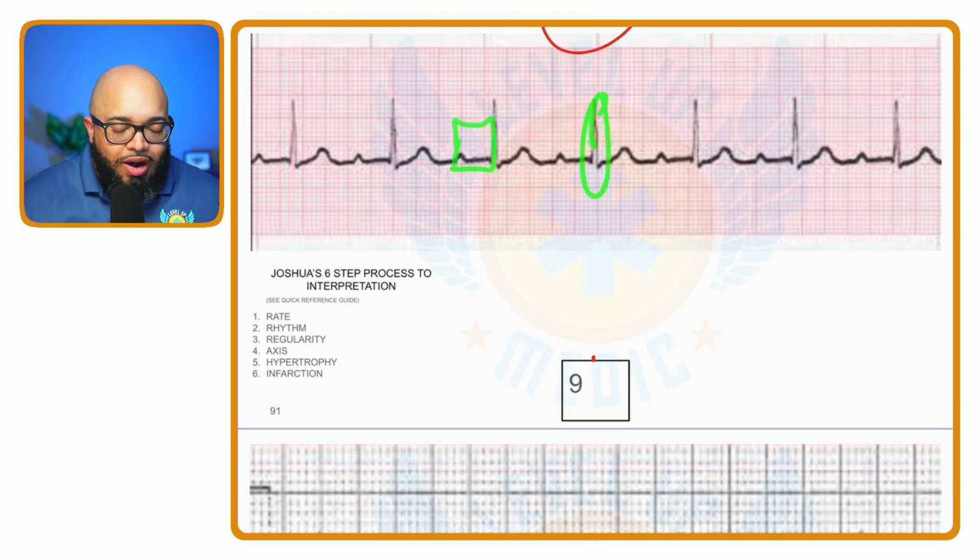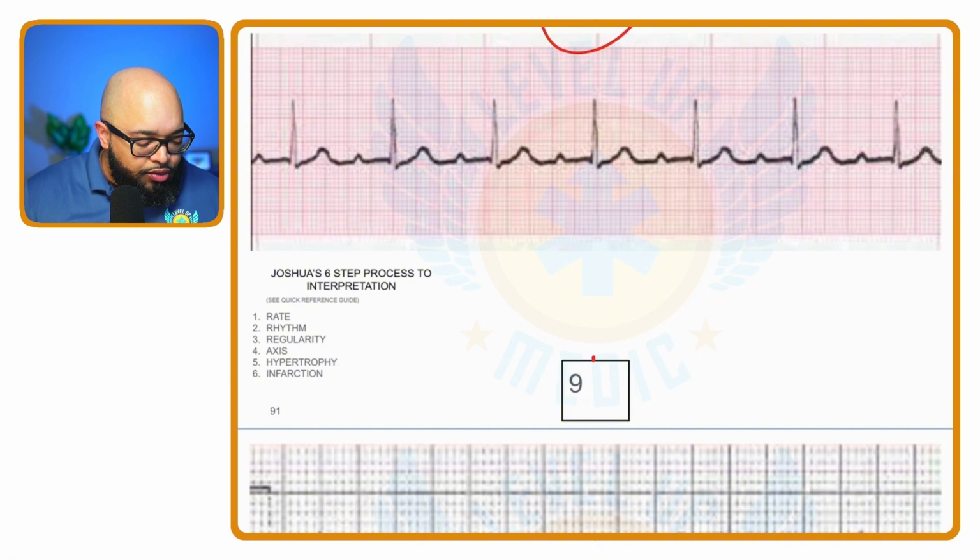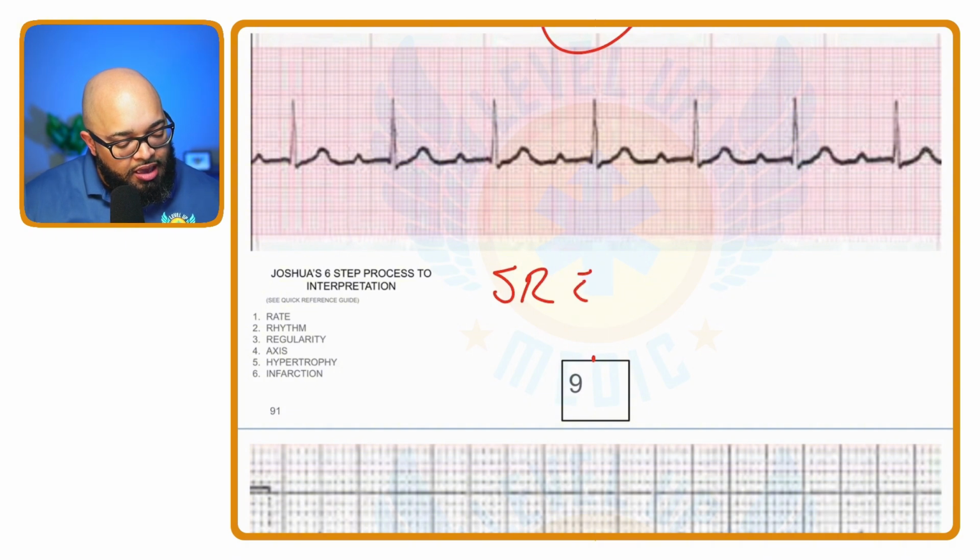The QRS duration is fine. Now let's look at the QT interval. It needs to be half the distance between the R to R, so that's going to be about this much space. Let's see, from here to here. The QT interval is okay there, but the PR interval is prolonged. So we're going to call this one a sinus rhythm with a first-degree AV block.